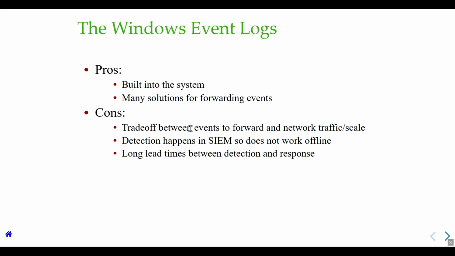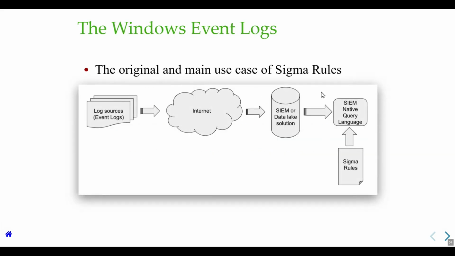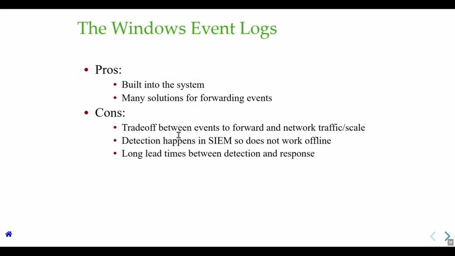Which ones are we going to forward? Which ones are we not going to forward? Some of the events are really noisy and low value. Some of them are high value, so we might forward them. And then the other thing is that detection is happening on the network, right? So the events actually have to make it to the SIEM, or we're not going to detect it. If this machine is offline, we can't find anything, and so we can't really do the response until it comes online. So this is also a problem.